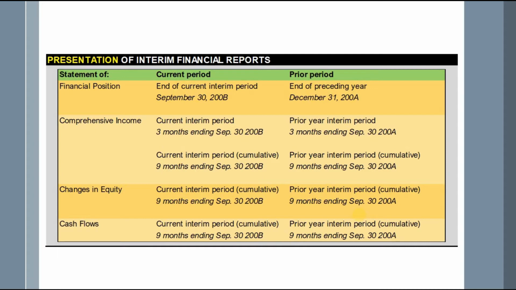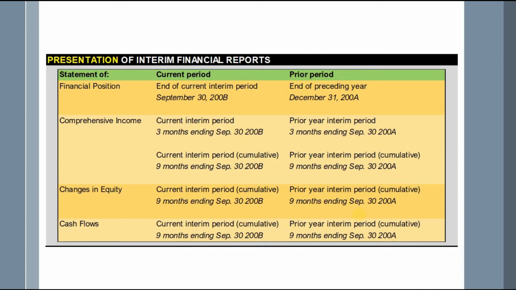For the statement of financial position, the balance sheet that will be presented for the third quarter should be the balances as of September 30, 2000B, which is the current year. And of course, since we are preparing comparative financial statements, the interim financial report as of September 30, 2000B should be compared with the prior period financial statements, which is the end of the preceding year.